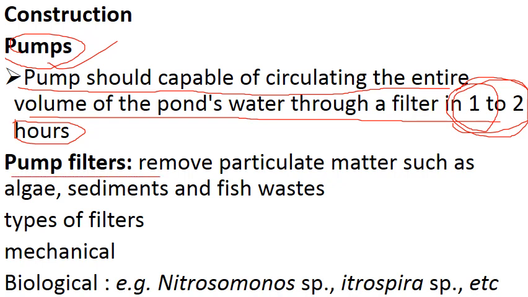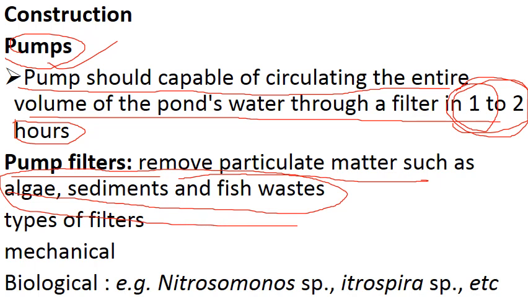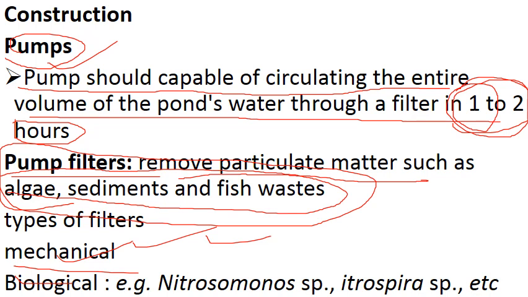Then the pump filter. Why is a pump filter required? A pump filter removes particulate matter such as algae, sediment and fish waste. We should remove all waste by using pump filters. There are two types of filters: mechanical filter and biological filter. A mechanical filter is very cheap but not very effective. We should manage this mechanical filter. It is okay and very cheap, you can use it. But a biological filter is very long lasting and useful.